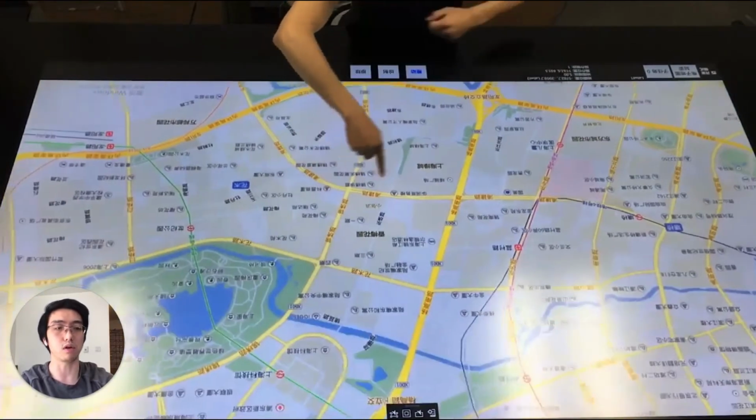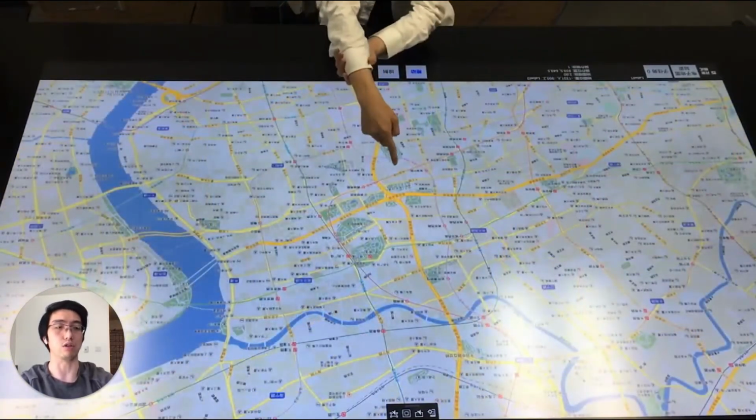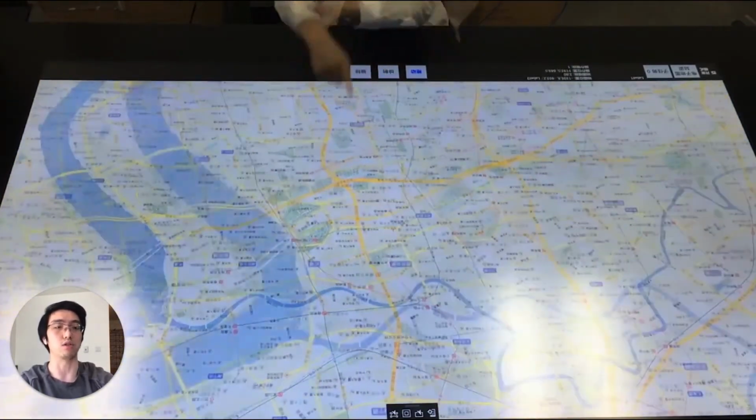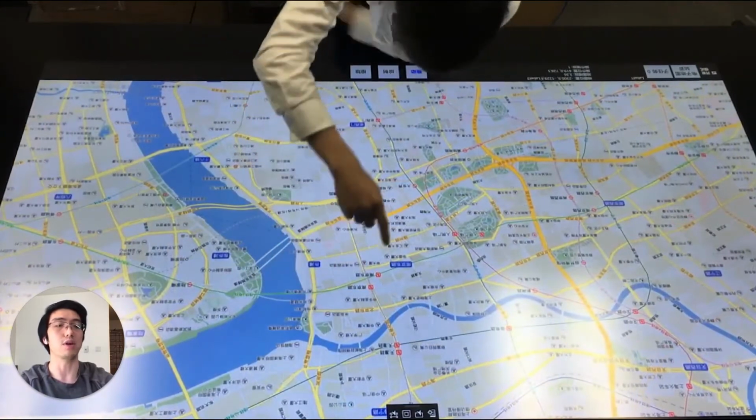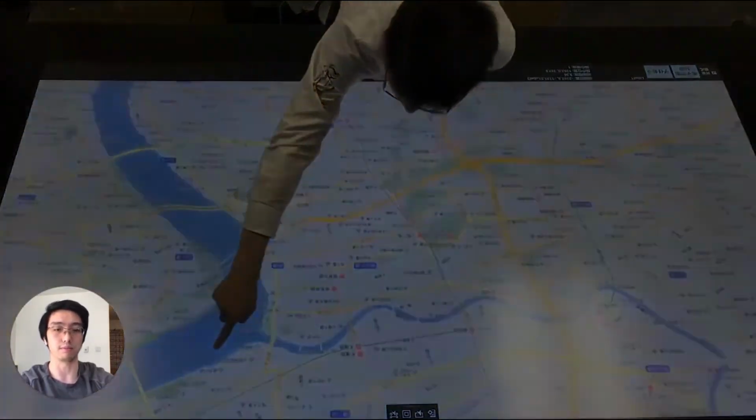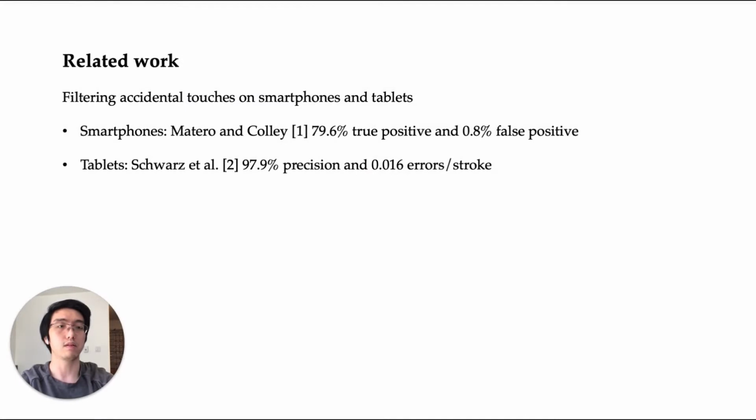This makes users overly cautious during interaction to avoid triggering unwanted touches, driving the user away from a relaxed, natural experience. Several works have been done to recognize unintentional input on small-scale touchscreen devices. For example, Matcher and Colley studied accidental touches on smartphones during daily usage. Their model achieves a true positive rate of 79% and a false positive rate of 0.8%.